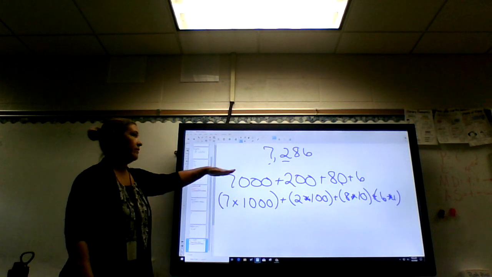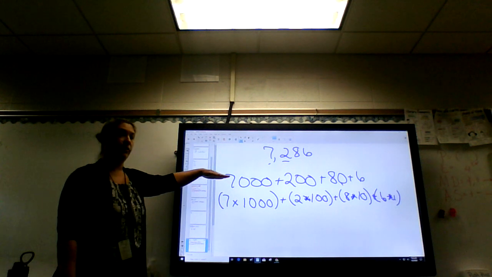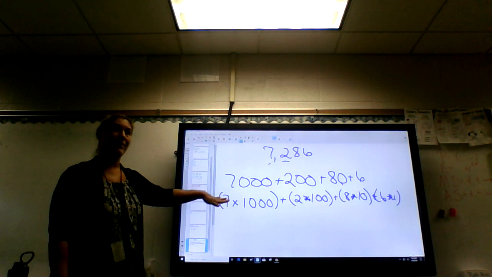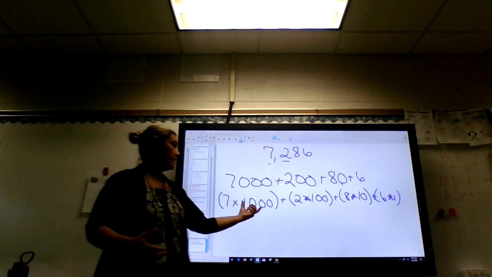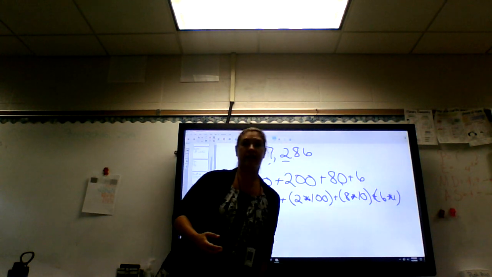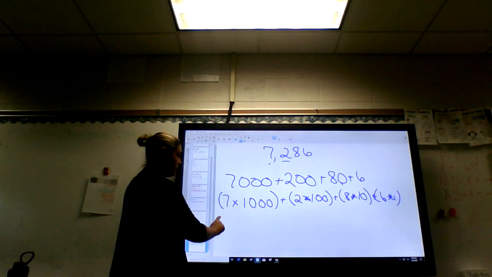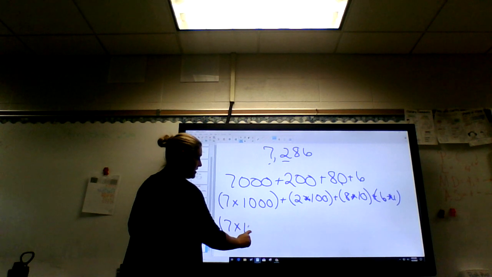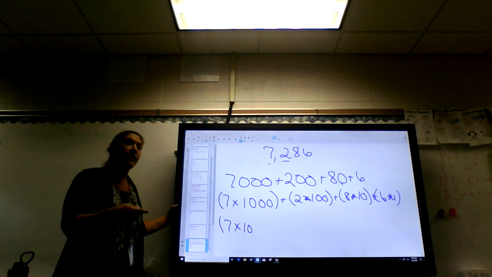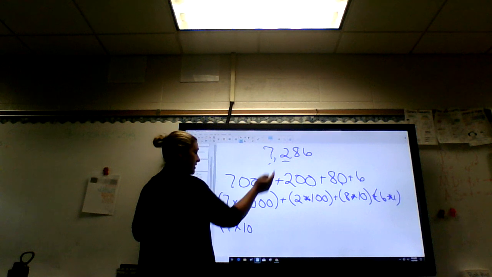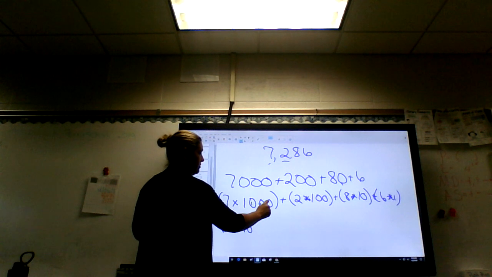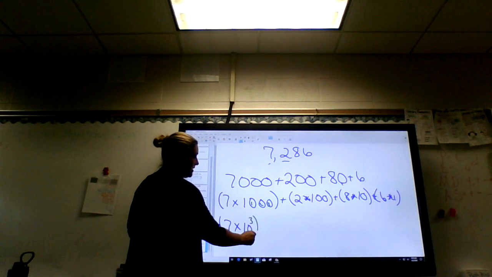So now we've gone from our big number, we've taken it into their place value, we've taken it down now to this step. The next step is to put these numbers here in exponential notation. So your 7's still going to drop down. This is going to become 7 times 10 to the power of what? This is where we count. A lot of counting today. 1, 2, 3. So 7 times 10 to the power of 3.